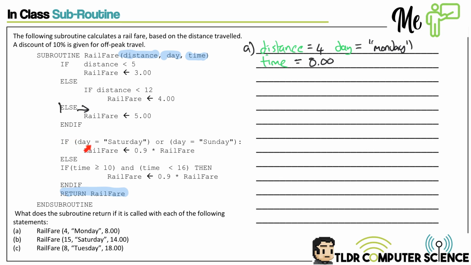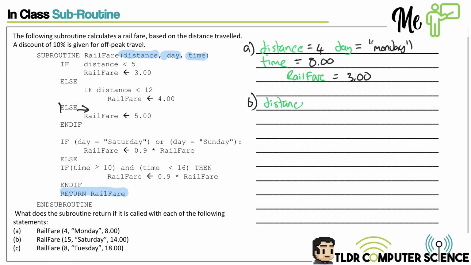So currently rail fare is what? Is the day Saturday or the day Sunday? No. Else, is the time greater than 10 and less than 16? It is less than 16, but it's not greater than 10, so we don't do that. So what was the thing in the end? Return rail fare, so we'd return 3. In fact, maybe I should say rail fare is 3.00.